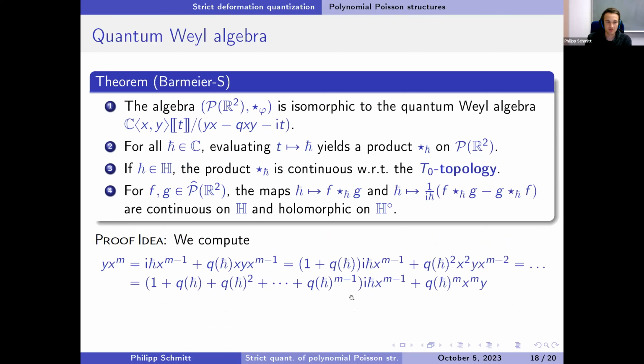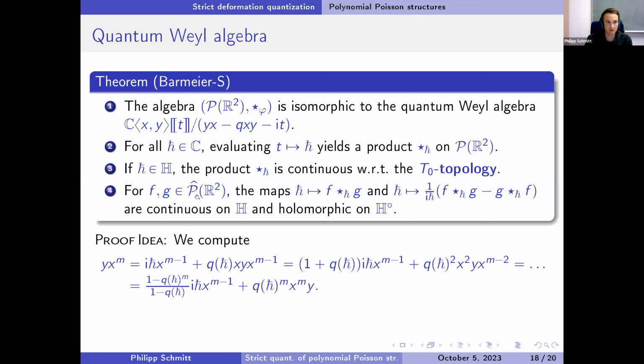What you see is, if you perform this computation, you get a series: 1 plus q of h plus q of h squared, and so on. If q of h was just 1, then this would just be m, and it would grow on the order of m. But if q is not equal to 1, we can rewrite this as 1 minus q of h bar to the m, divided by 1 minus q of h bar.